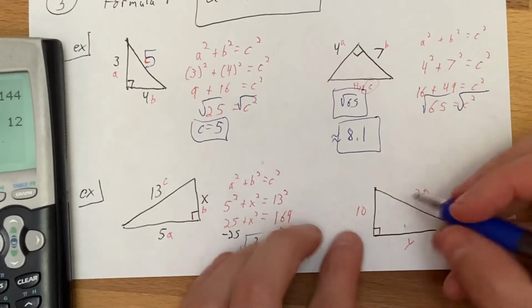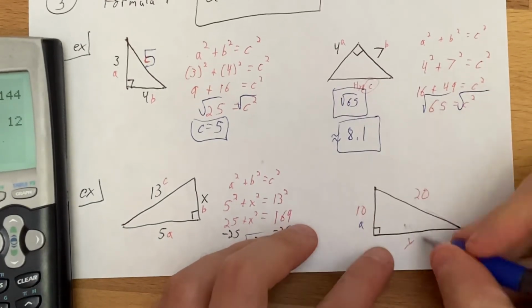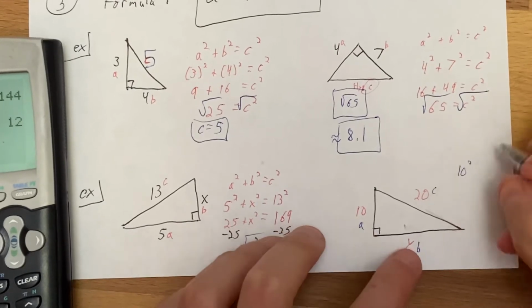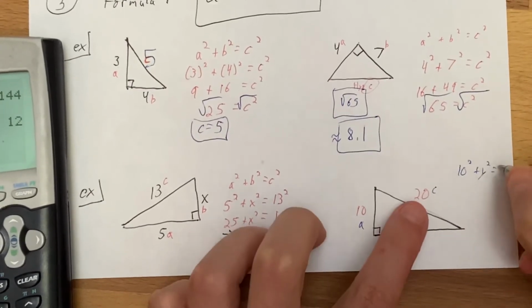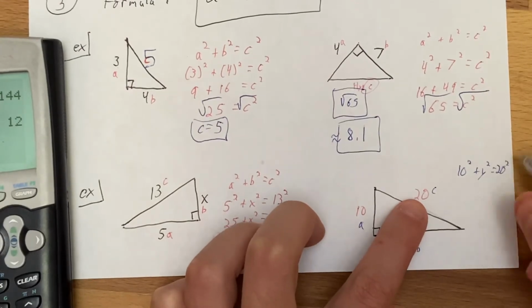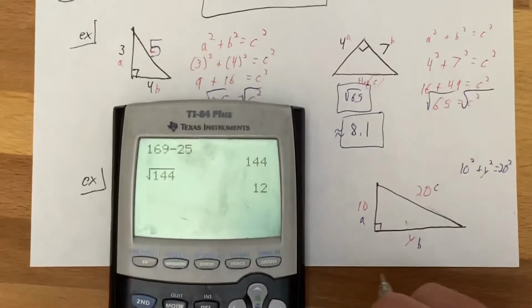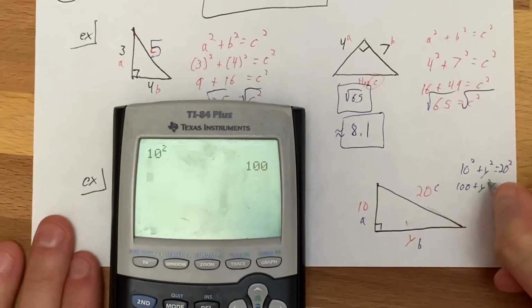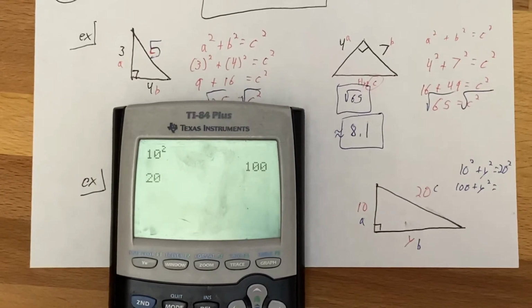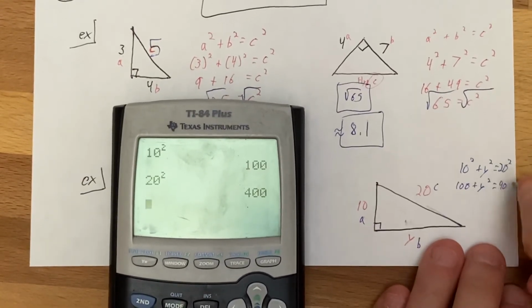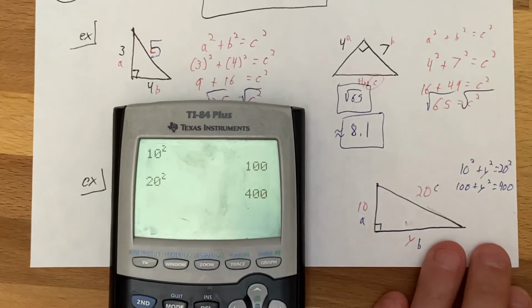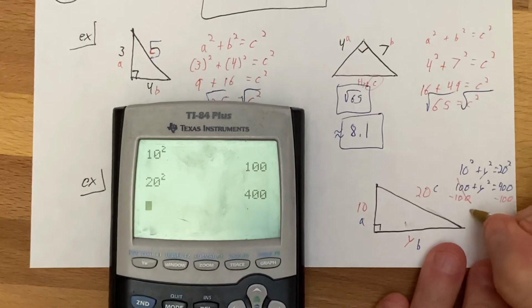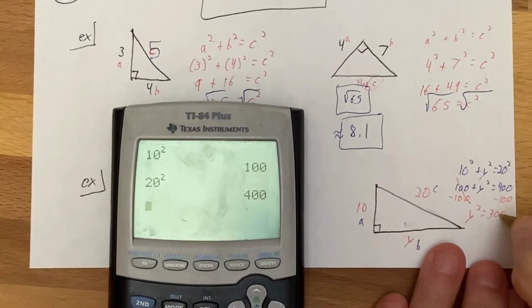And we're back. So here we got a, b, and c. So we got 10 squared plus y squared equals 20 squared. 10 squared is 100 plus y squared equals 20 squared is 400. Then you would subtract 100 from both sides, and y squared equals 300.